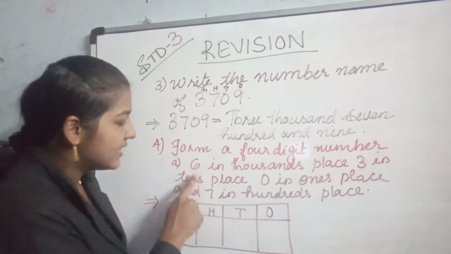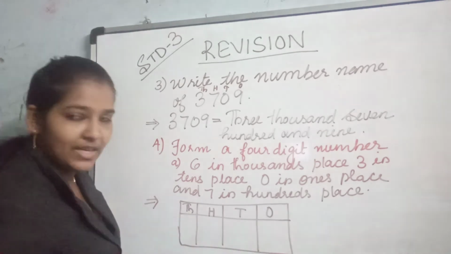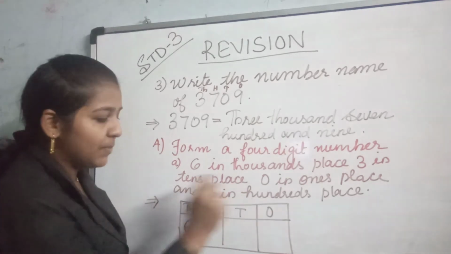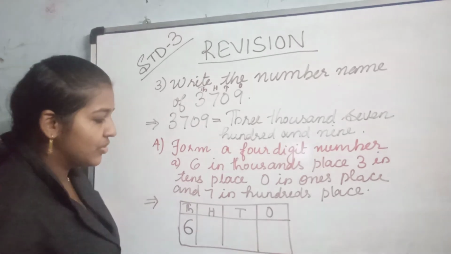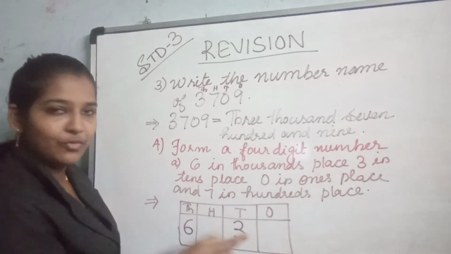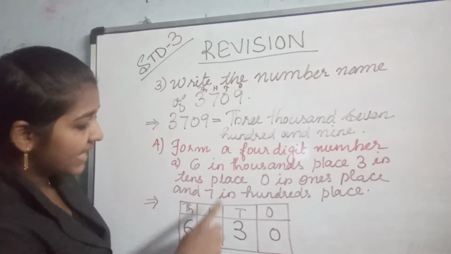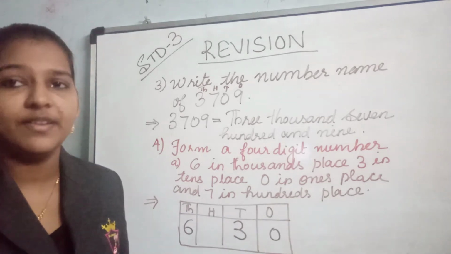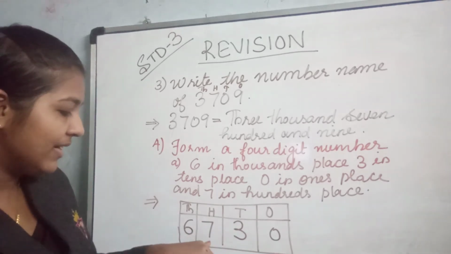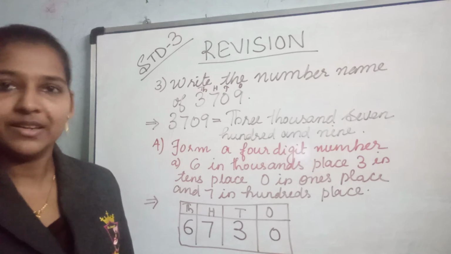Okay, children. So look, 6 in thousands place. So the thousands place number is 6. So where is 1000? Yes, here is 1000. You can write 6 here. Now, 3 in tens place. Where is the tens place? Here it is. You can write 3. Now next is the ones, 0 in ones place. Ones place is here and the number is 0. Now 7 in hundreds place, so you can write 7 in hundreds place. So now we got the number 6730. Isn't it? So we form the number 6730. Clear, children?